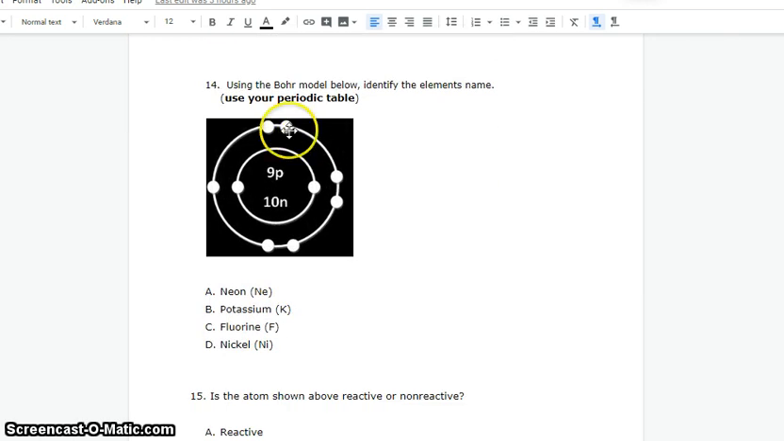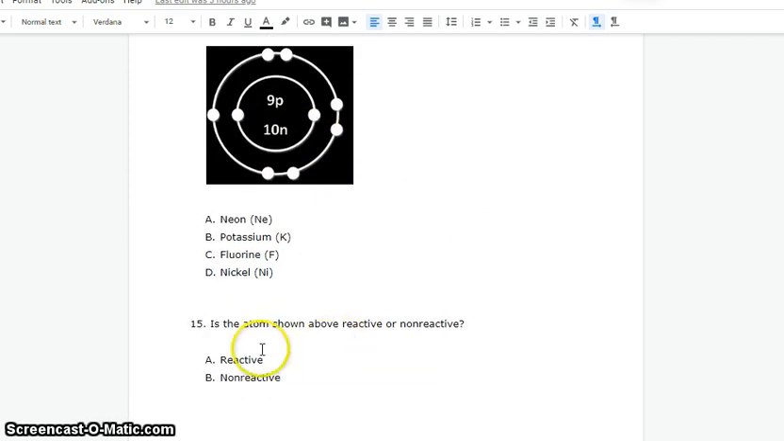Number 14. Using the Bohr model, identify the element's name. So what tells you the element's name on here? Protons, neutrons, electrons. Which element is this? And then, is this atom above here reactive or non-reactive?